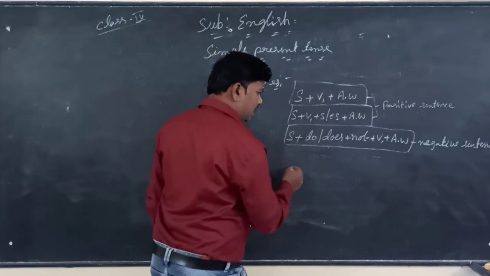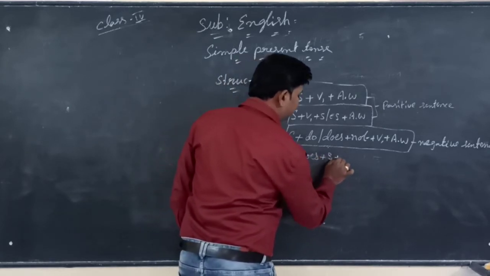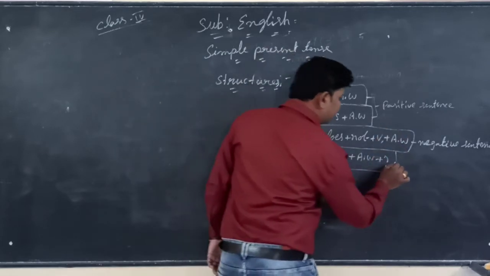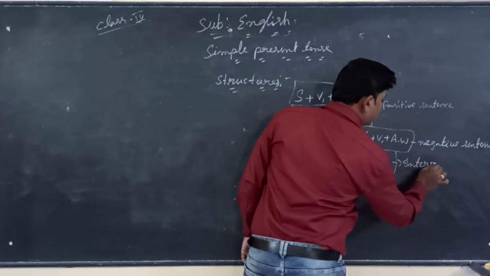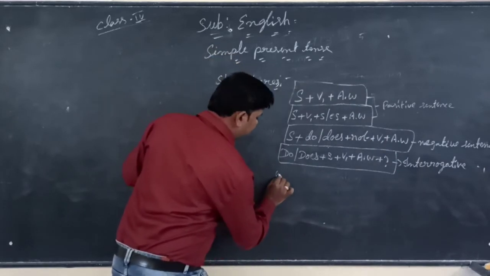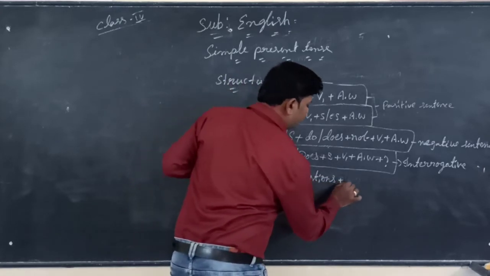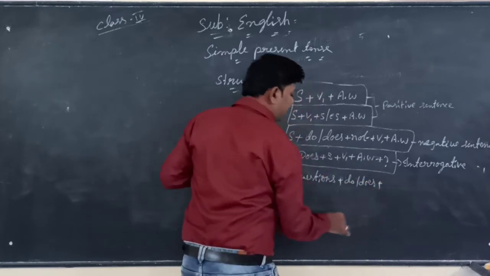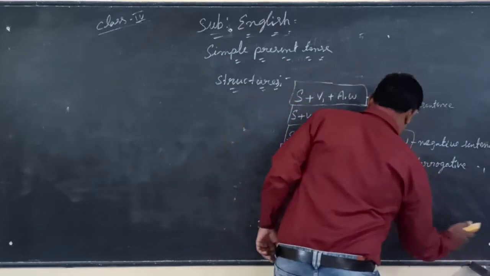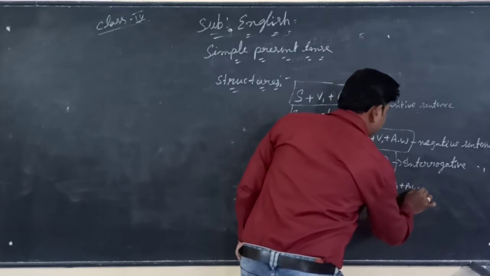And the interrogative sentence structure is: first comes do or does plus subject plus V1 plus additional word plus question mark. This is the interrogative sentence. And also WH questions, I told you: WH question plus do or does plus subject plus V1 plus additional word plus question mark.